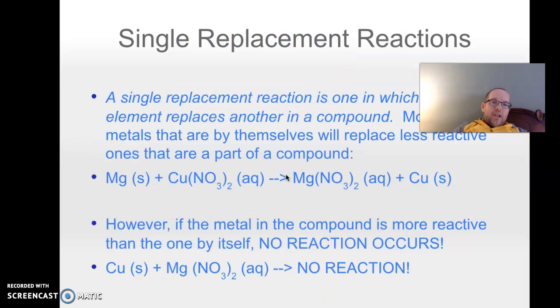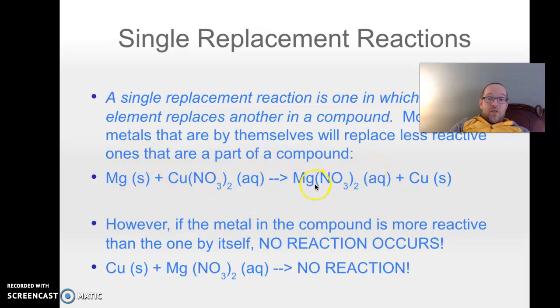So now we have a single replacement reaction, and a single replacement reaction is one in which you have an element and a compound, and one element replaces another in that compound. Usually, you're going to see something like this, where you have one metal that's by itself. Here we have magnesium. And we have another metal that's part of a compound. Here we have copper. And when those two combine, the element that was by itself essentially replaces the other one in the compound. So you end up with those two metals switching places.